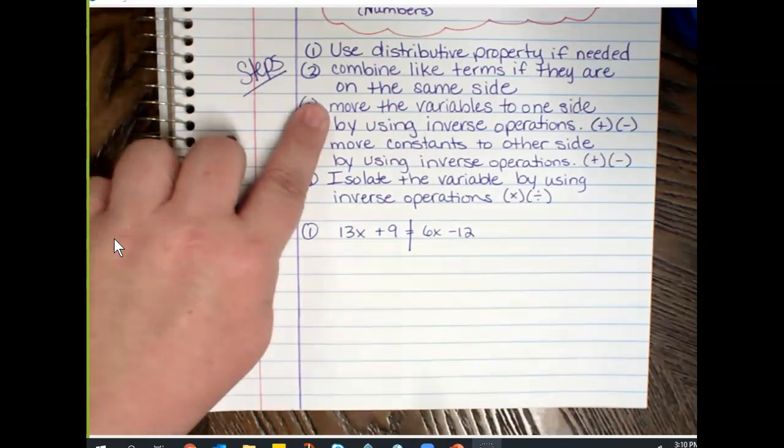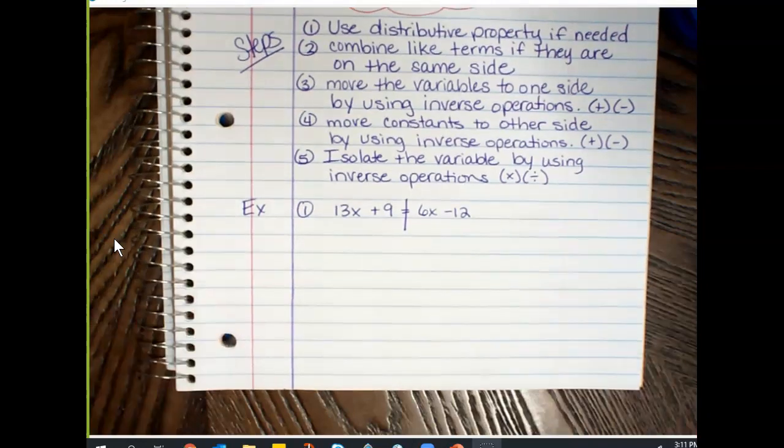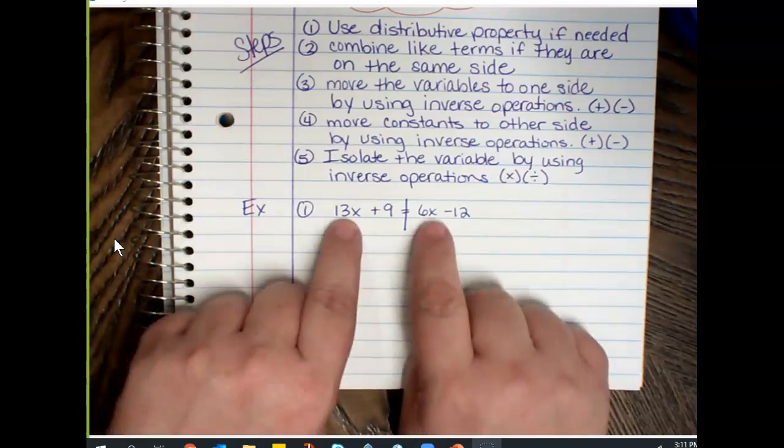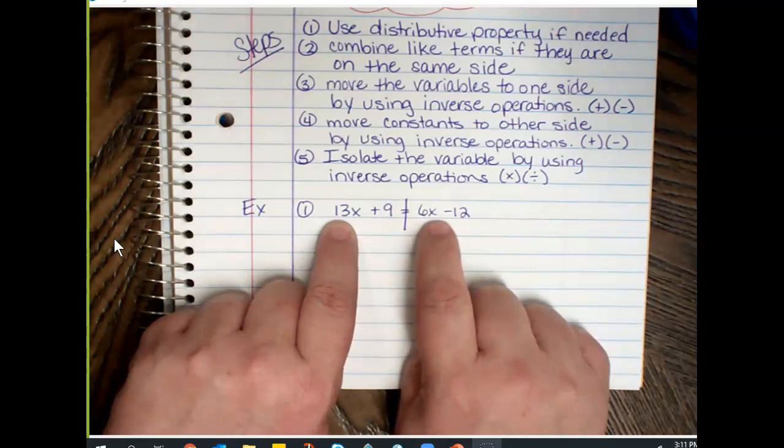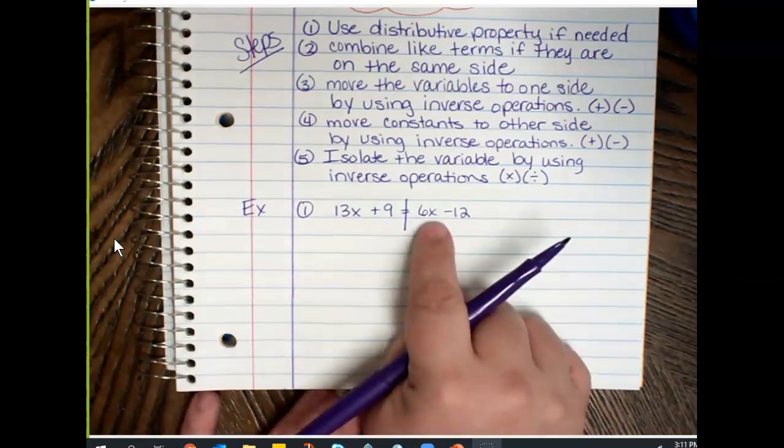Move the variables to one side by using inverse. Which side? It doesn't matter. But I'm going to tell you there's an easier side, usually. What you want to do to make your problems a little bit easier to work out is on your variables, wherever you have more variables, keep it on that side. So when I look here, I have 13 x's on the left, 6 x's on the right. Where do I have more? So we're going to keep them on the left side. Okay, it just makes our problem a little bit easier so we don't have to deal with negative variables as much. All right, so I need to move this 6x.